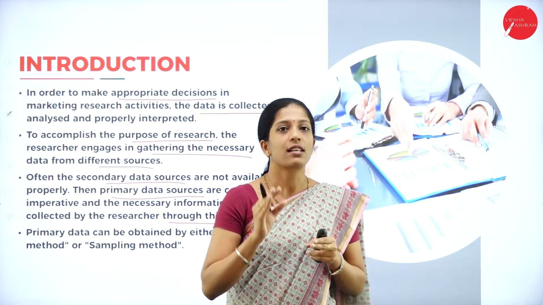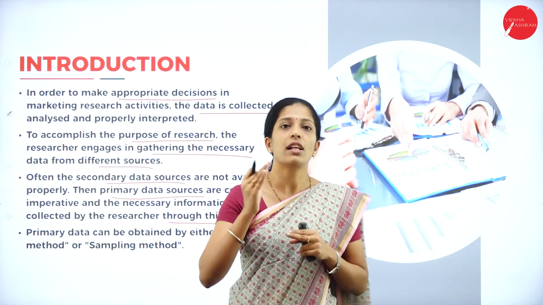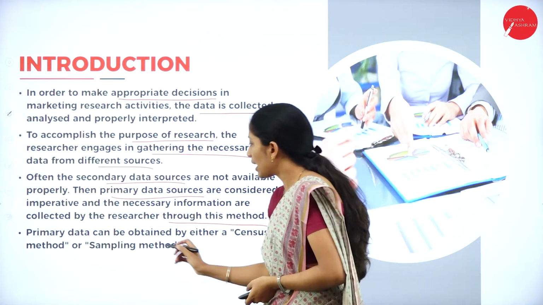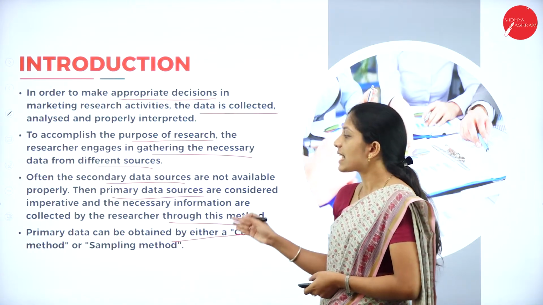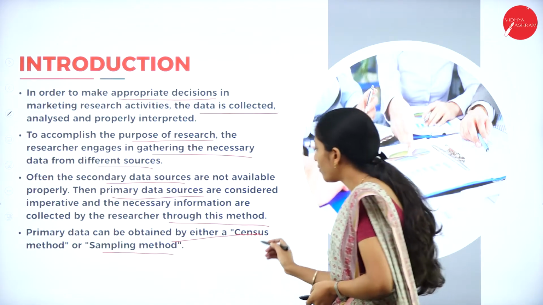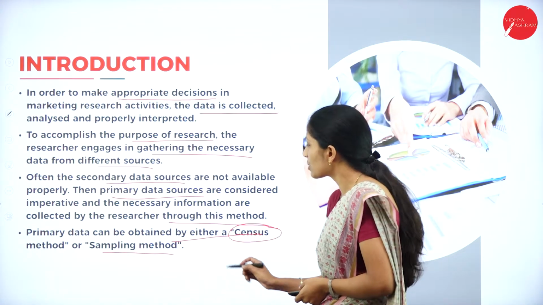In such cases, what will the researcher do? He will go for primary data collection. Primary data can be obtained by either the census method or the sampling method. Now, here first we are going to learn about the census method.